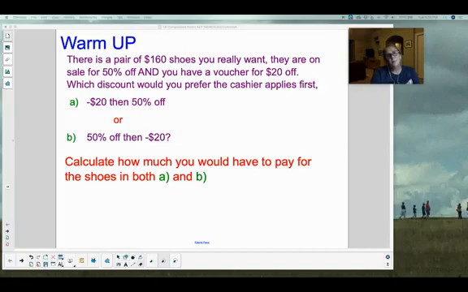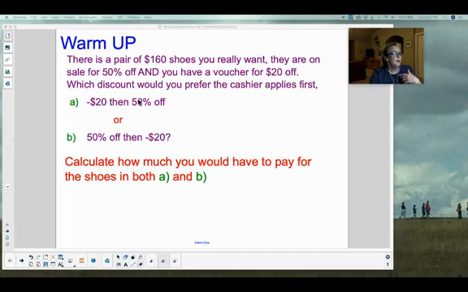Hi, this is lesson 1.6, which is about composition of functions and working with different math operations with functions. We have a warm-up where you're imagining buying a pair of shoes that should have been $160, but you've got two different ways of getting some money off. One is a sale taking 50% off as a discount, and you also have a voucher that would take $20 off the price.